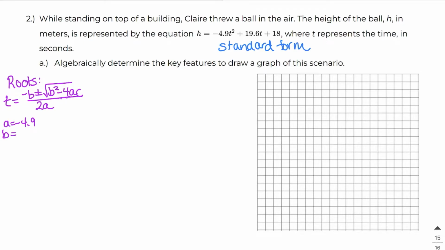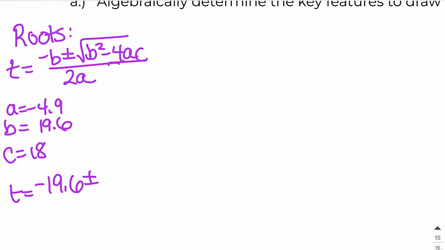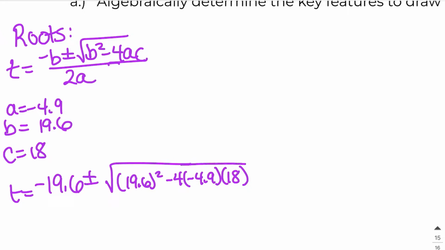We know that b is 19.6, and we know that c is 18. So when I plug in all that information, I end up getting negative 19.6 plus or minus, I'm just going to zoom in a little bit right here, the square root of b squared, which is also 19.6, minus 4 times a, which is negative 4.9, times c, which is 18. And that's all going to be all over 2 times a, which is negative 4.9.